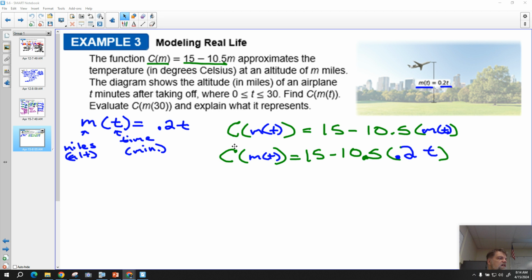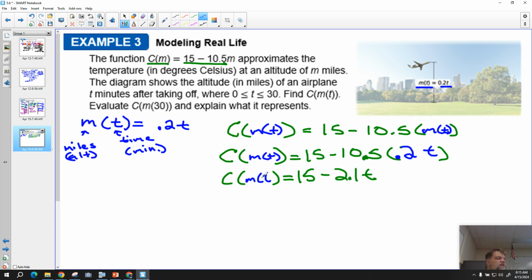So then in our next line, what we're going to do is we're going to say C of m of t equals 15 minus 2.1, and I'm just going to say t. Okay, so that is your C of m of t. All right, so I'll leave that up there for just a second for you guys to copy that down. I know some of you guys were trying to put that in your calculator as well.